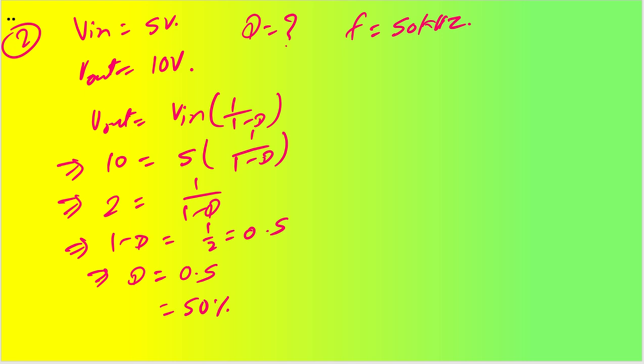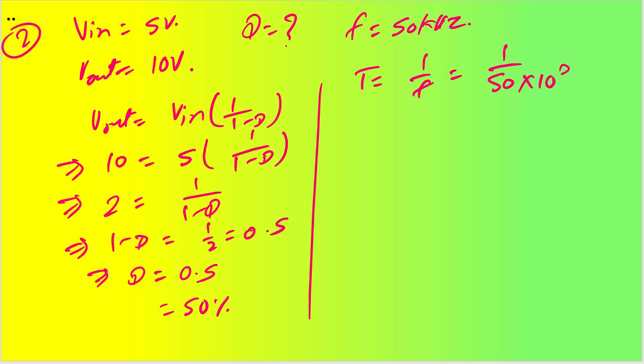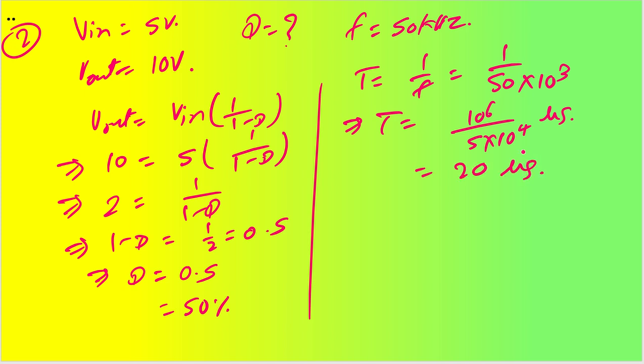What is the significance of these duty cycle values? We will calculate that. So why don't you do one thing: what is the time period of this frequency? It is 1 by f, that is 1 by 50 kilohertz, that is 50 into 10 to the power 3. So the time period is 10 to the power 6 by 5 into 10 to the power 4 microsecond, because we have multiplied it by 10 to the power 6, and from there we get 20 microsecond.